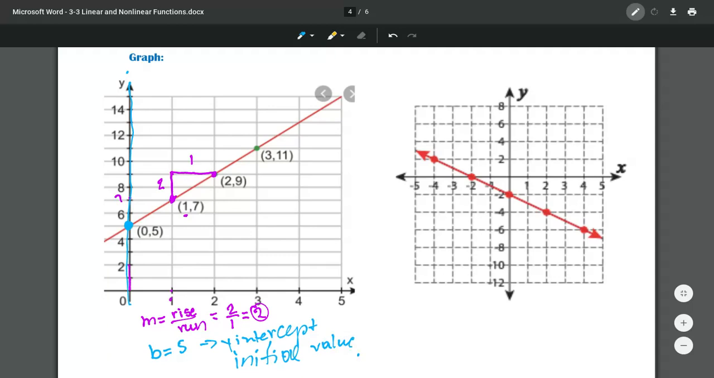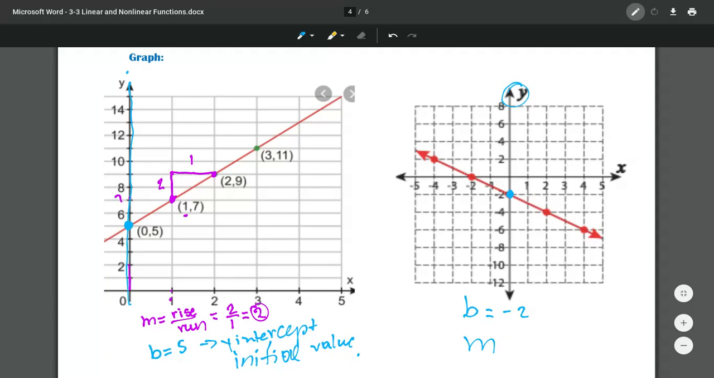All right, let's take a look at this other graph. I'm going to be looking for the y-intercept. I'm going to be looking for the slope. Let's start with the y-intercept this time because it's easy to see. It's right there. The y-axis is being intersected at this point, -2. So the y-intercept is -2. That means the initial value is -2. What that means is when x is 0, the y is -2.